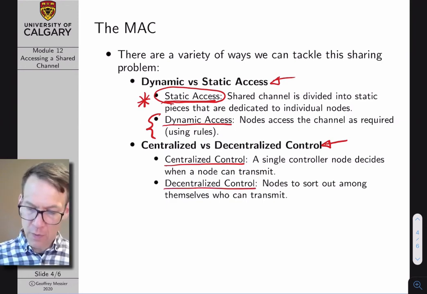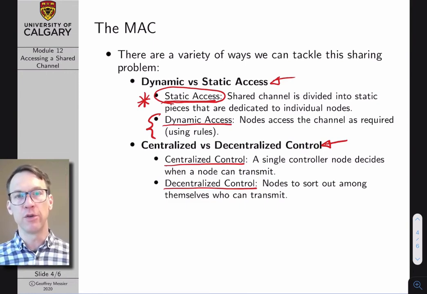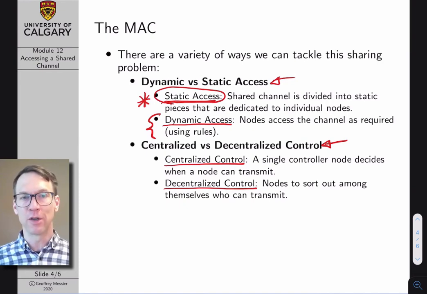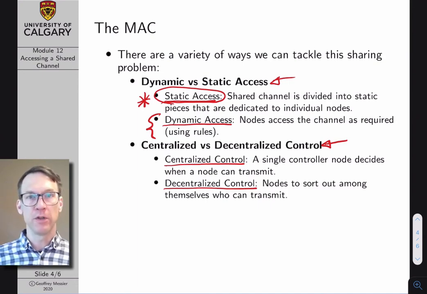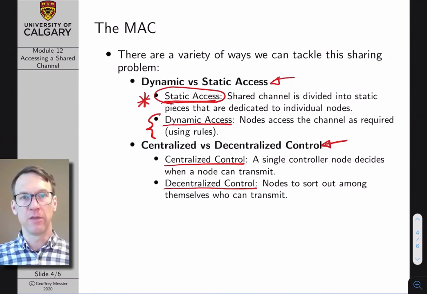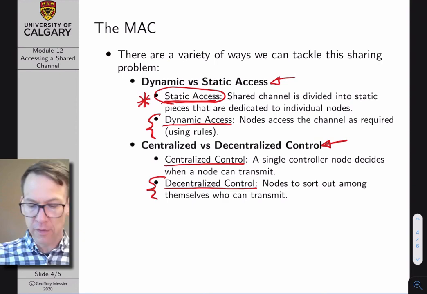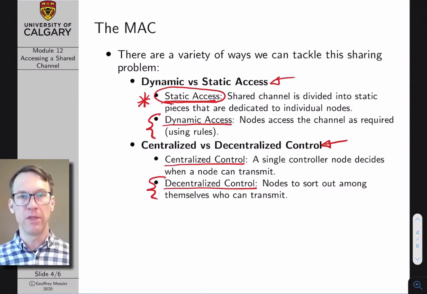Decentralized control is when nodes sort out among themselves who can transmit. And this is a lot more similar to a regular conversation between friends. When you're sitting around with a group of friends, unless that person is very overbearing, you don't really have one person controlling the shared channel. Everybody's talking on an equal footing, and you use rules like don't interrupt, wait till the other person is finished, in order to manage access to the shared channel. Not surprisingly, decentralized control is the philosophy used most commonly with internet communications.